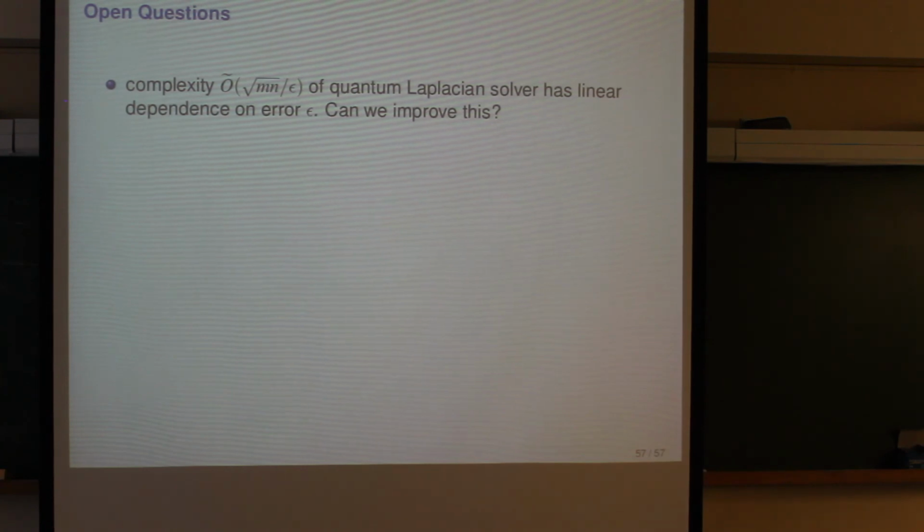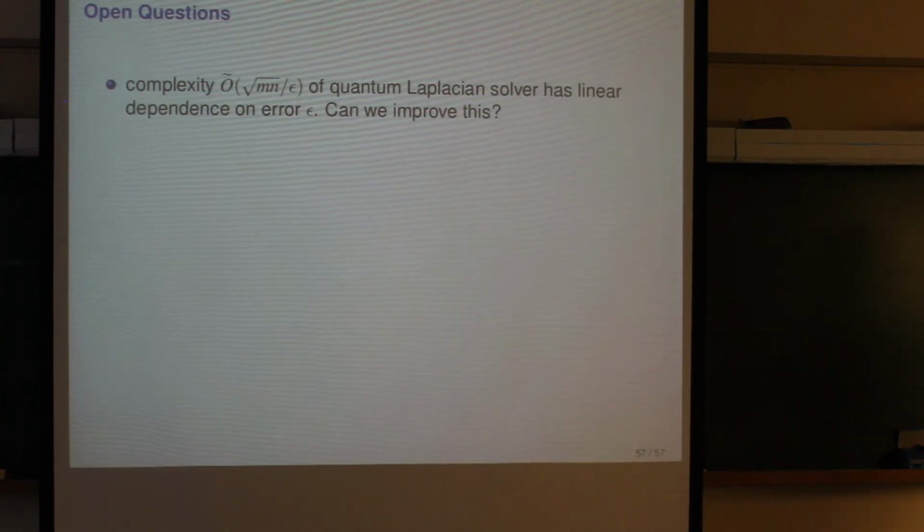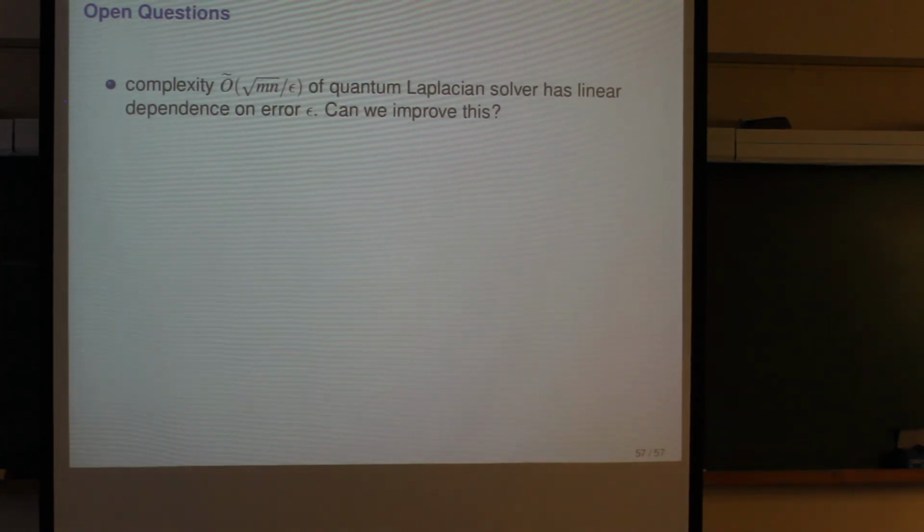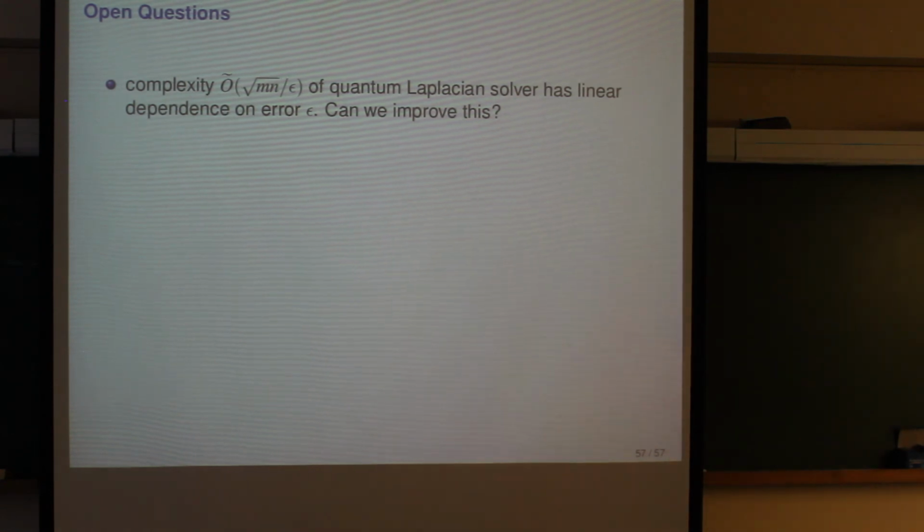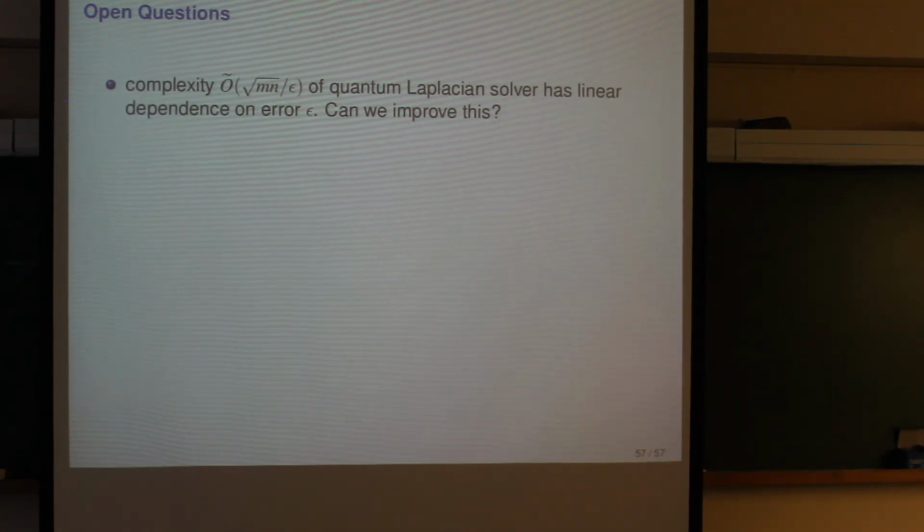We were actually strongly convinced that this should be possible, but as it turns out, thinking a little longer shows that it's not possible. It's interesting: you can prove that you need a polynomial dependency on epsilon for quantum Laplacian solving. So that differentiates the classical case from the quantum case.